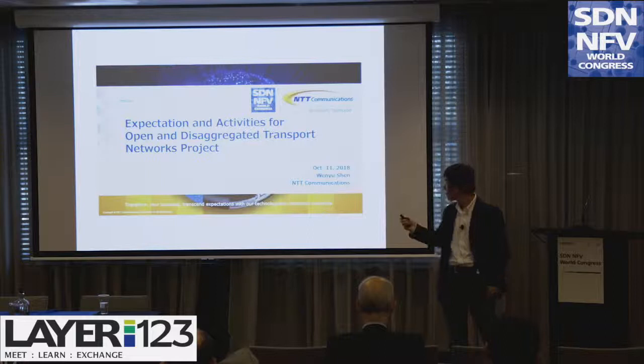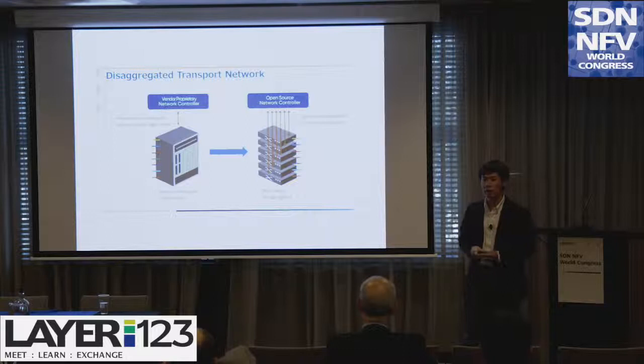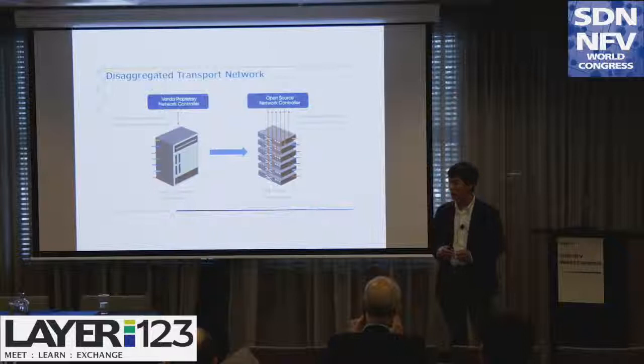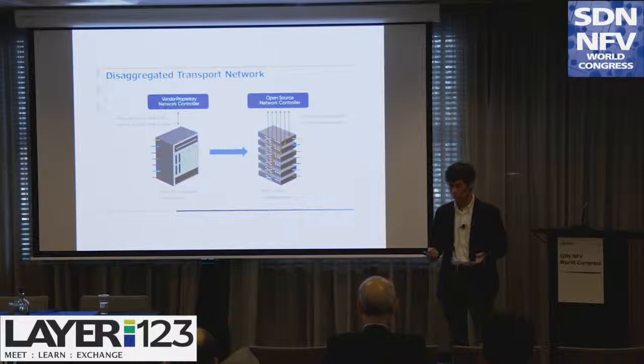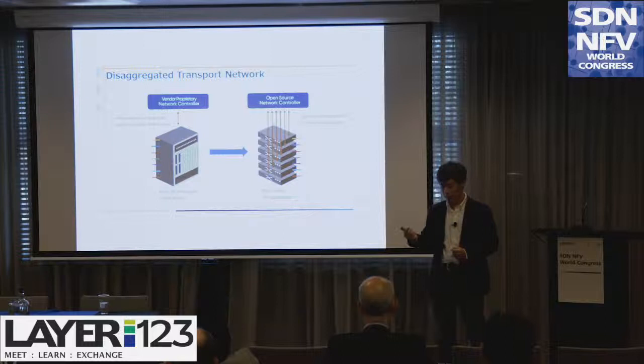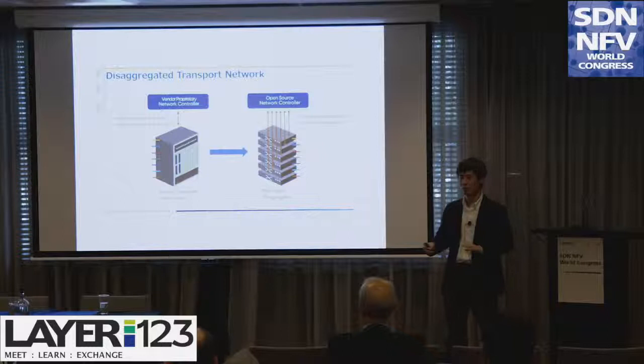So this picture actually shows the current status of the network devices in the transport domain and our expectations for the future. Currently, all the devices are vertically integrated and implemented by a single vendor. Moreover, the northbound interface is also vendor specific. The vendor defined the data model, the vendor defined the interfaces. As a result, the transport network controller is also made by the single vendor. So we are totally locked in by the single vendor.